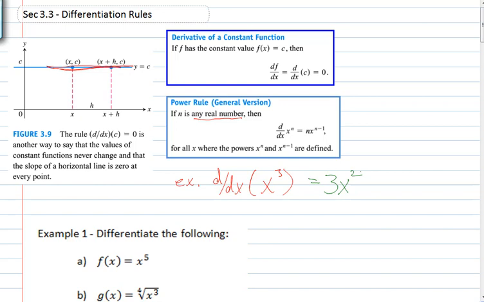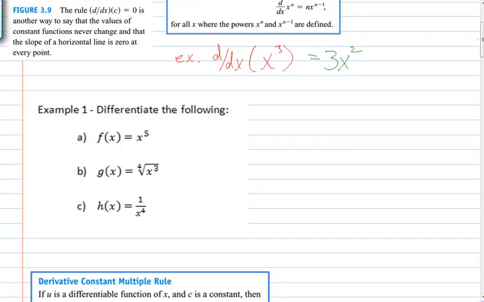Because now I'm telling you, you can use these rules instead of all those limit definitions in the previous sections for finding equations of tangent lines and all that stuff. Isn't that nice? Differentiate the following.